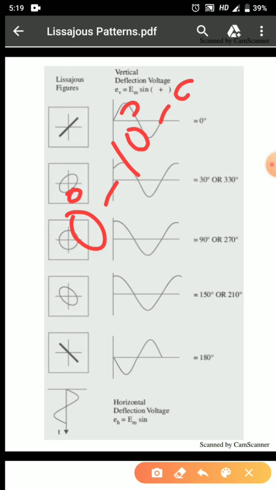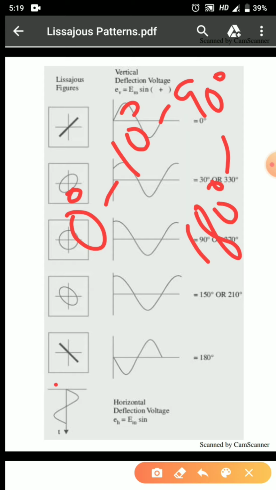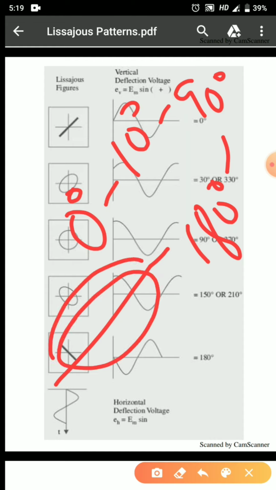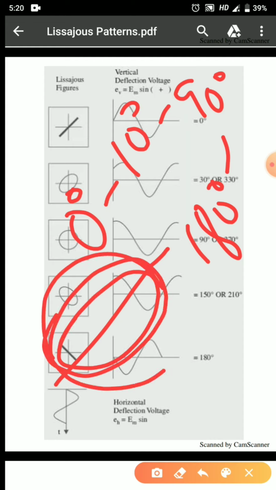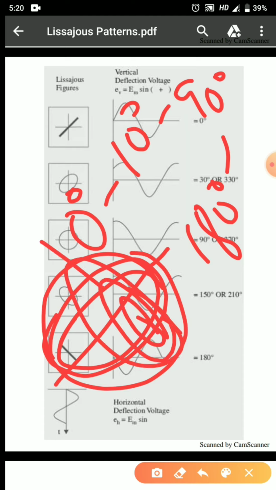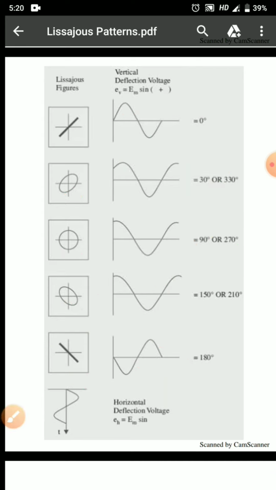That is, if I keep on moving it progressively, from 0 degree, 10 degree, in that manner I am moving up to 90 degree, then I am coming back to 180 degree, or I am moving up to 180 degree, I'll get a straight line, then I'll get an ellipse, the size of the ellipse will keep on increasing, then I'll get a circle, then the direction of the ellipse will change, the size will keep on decreasing, and a straight line I'll get. So in this manner the pattern will keep on repeating itself, right?